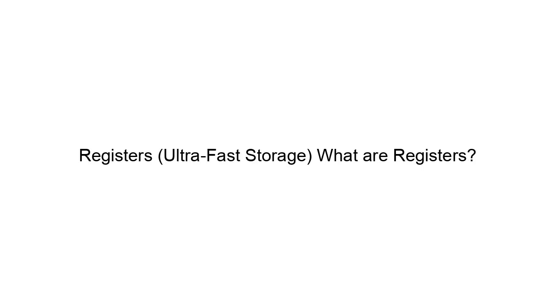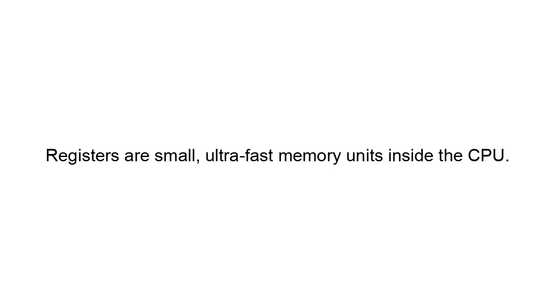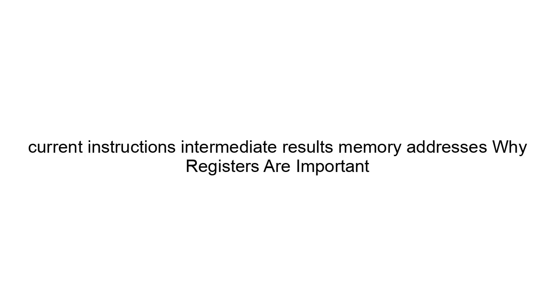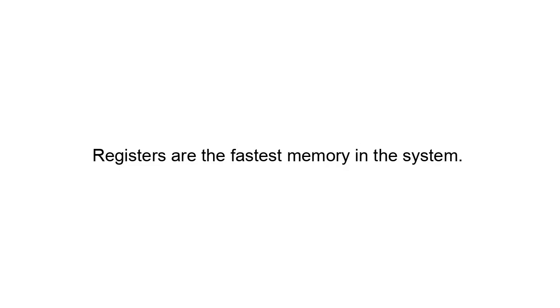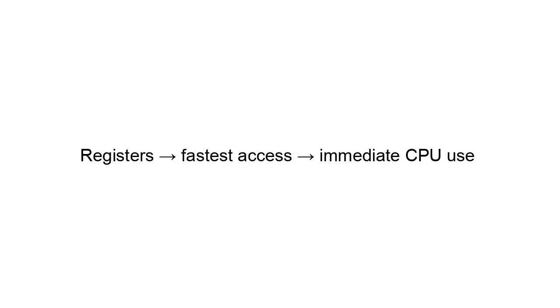Registers, ultra-fast storage. What are registers? Registers are small, ultra-fast memory units inside the CPU. They store current instructions, intermediate results, and memory addresses. Why are registers important? Registers are the fastest memory in the system. Example concept: registers mean fastest access and immediate CPU use. Without registers, the CPU would constantly wait for RAM.